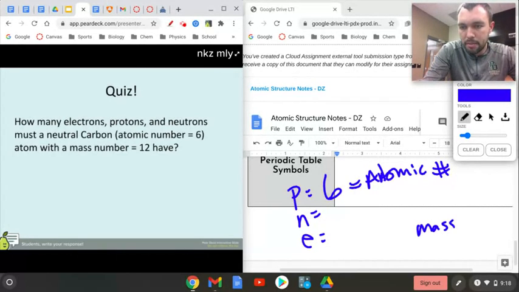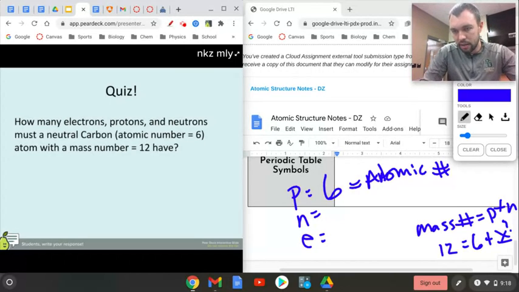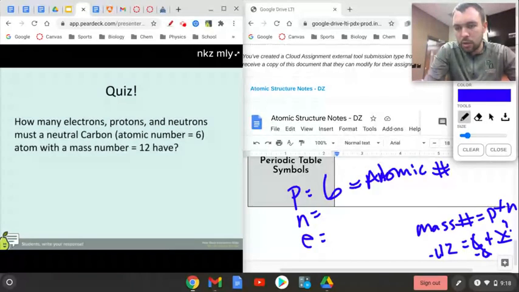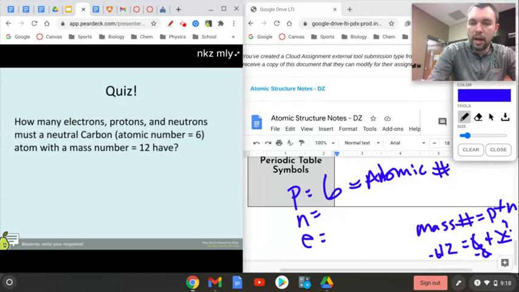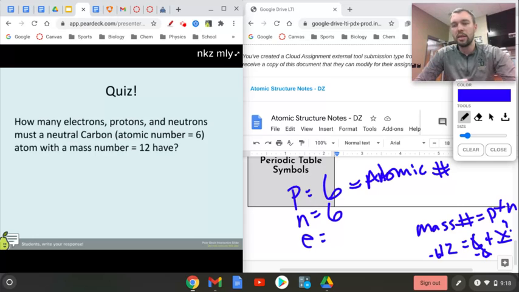Remember, mass number equals protons plus neutrons. So if I write an equation, it's 12, that's my mass number, equals my protons, 6, plus my neutrons, blank, x, question mark, whatever you want to write there. To solve this, because 6 is being added to x, I have to subtract it. Subtract 6 from both sides, and so I should have 6 neutrons. 12 minus 6 is 6. 6 plus 6 is 12, so that's how I can figure it out.